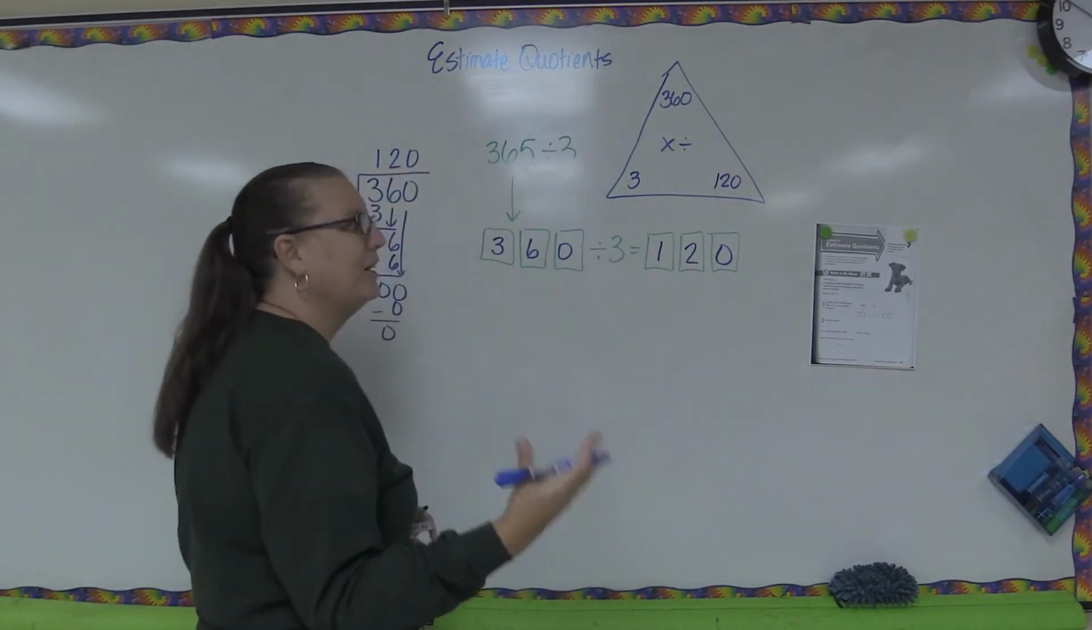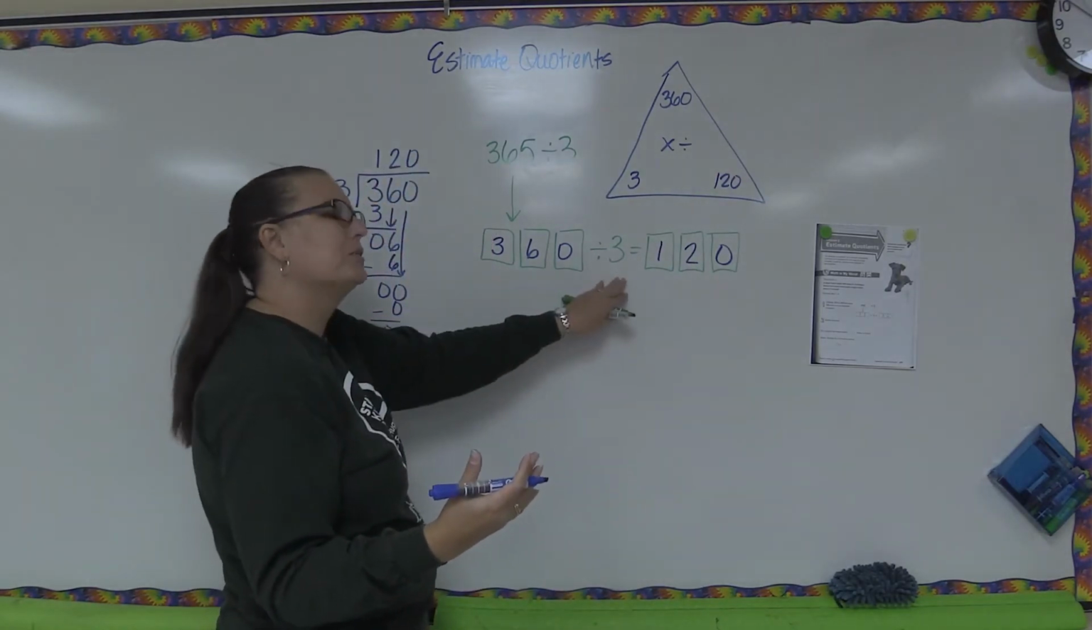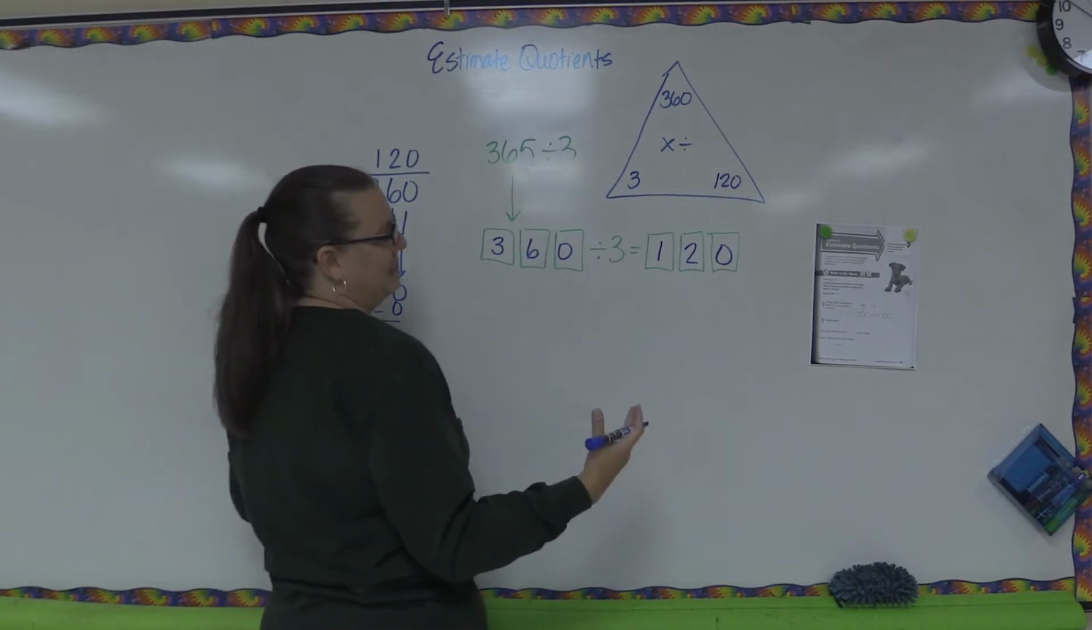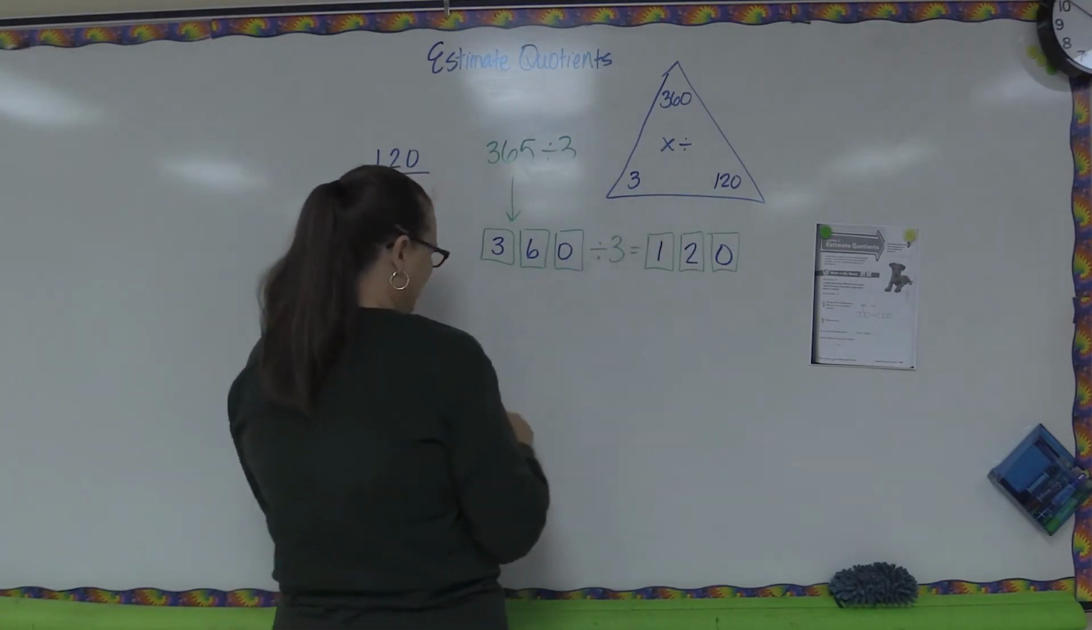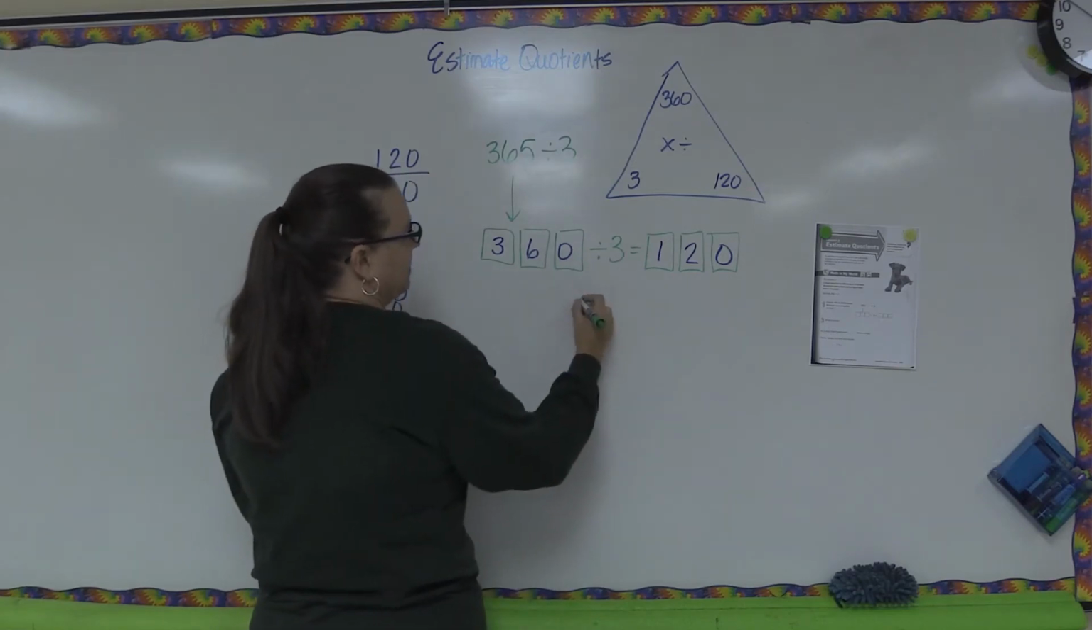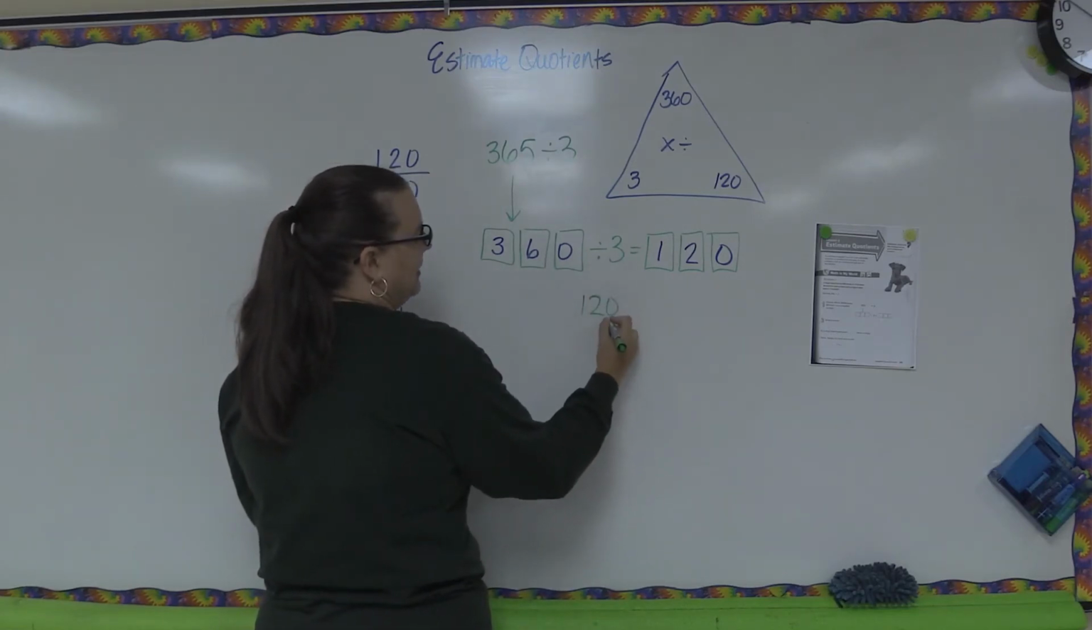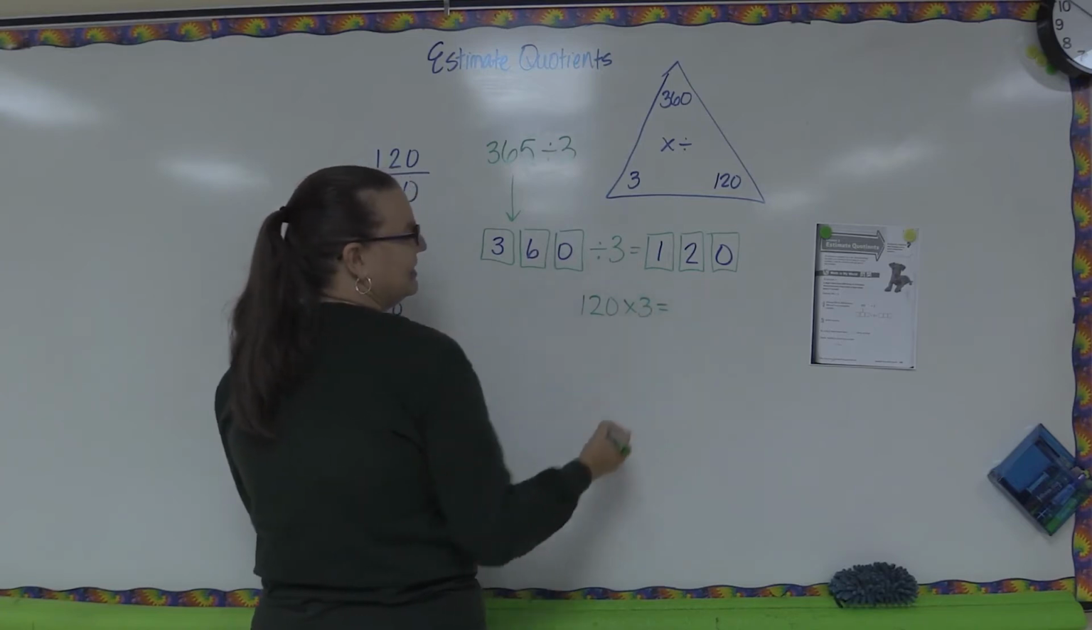So if we want to check our math and make sure that this division problem is correct, we can multiply numbers to see if we end up with the dividend. So we can multiply these numbers. We can say 120 times 3 and see what we get.